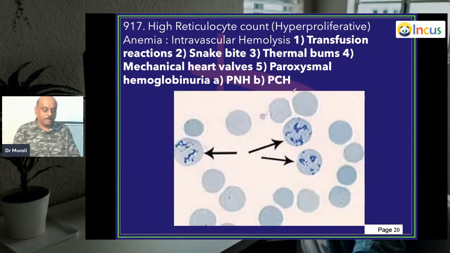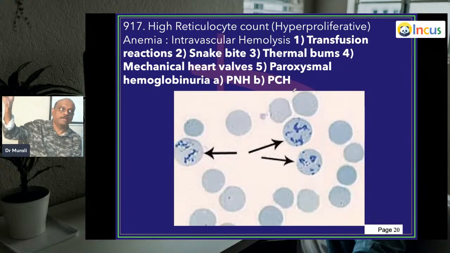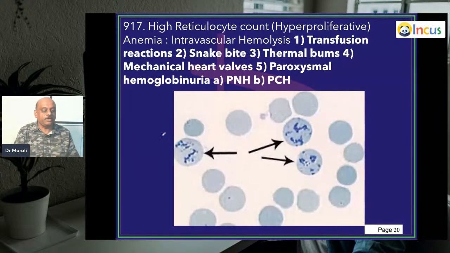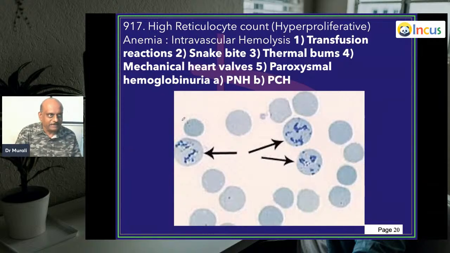So, high reticulocyte count. Now, next is anemia with high reticulocyte count. That means the bone marrow is overworking to compensate for anemia. Typically happens whenever you have hemolysis. Any hemolysis, if it is there, RBCs are broken, which means the marrow will be overworking to save the RBC population. It will be producing more and more.